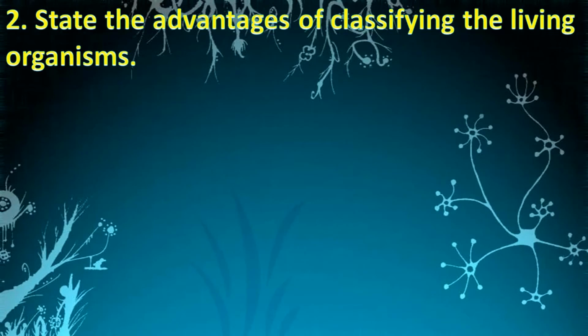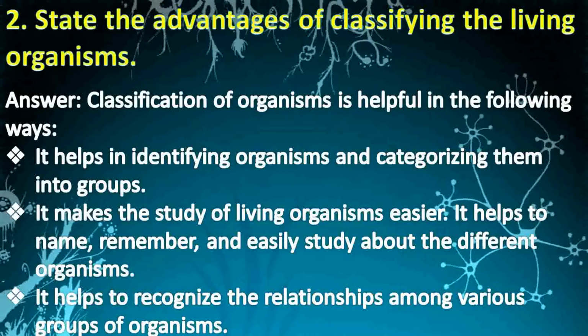State the advantages of classifying living organisms. Answer: classification of organisms is helpful in the following ways. It helps in identifying organisms and categorizing them into groups. It makes the study of living organisms easier. It helps to name, remember, and easily study the different organisms. It helps to recognize the relationship among various groups of organisms.